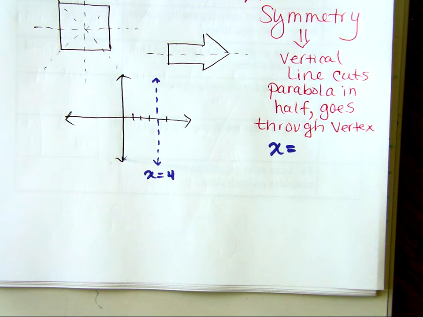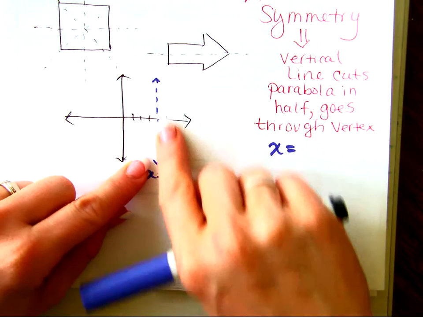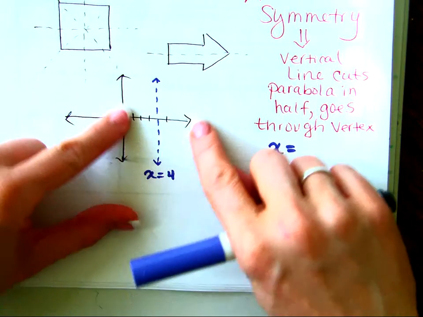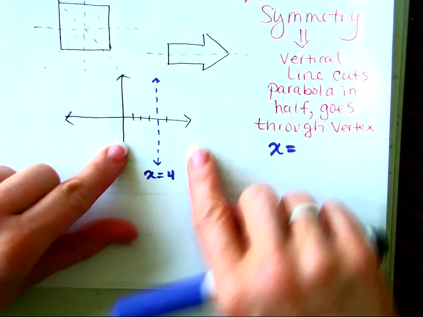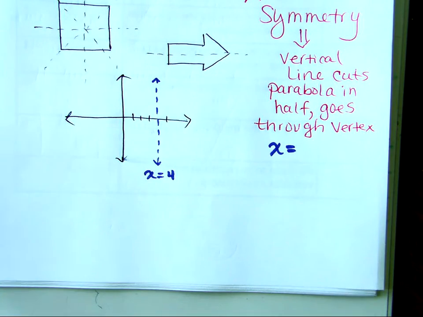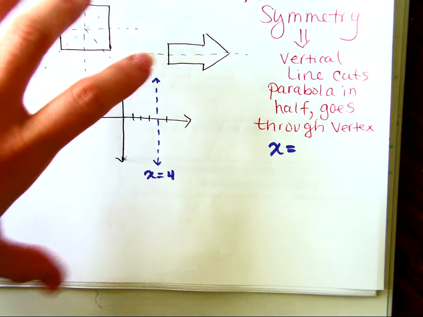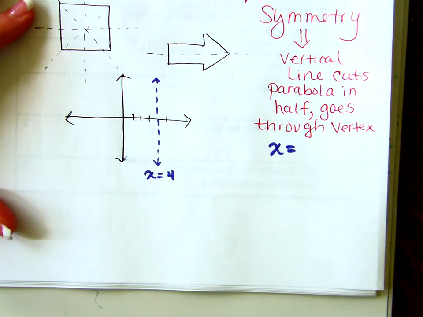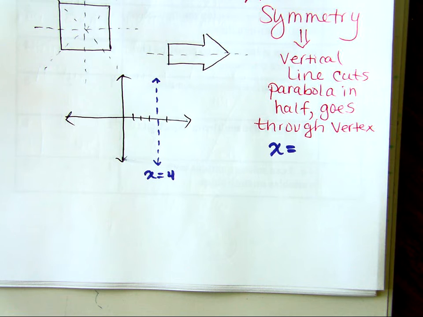So I know that the vertex is going to be somewhere on here. It might open up, it might be up here. It might open down, okay? So that's the information that I wanted you to have on this: axis of symmetry and vertex. Are you ready to move to the paper now?